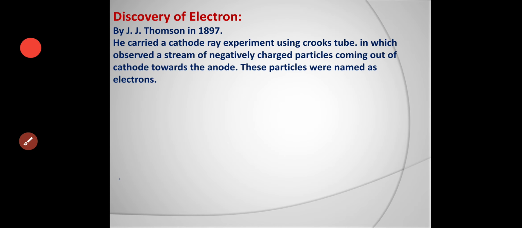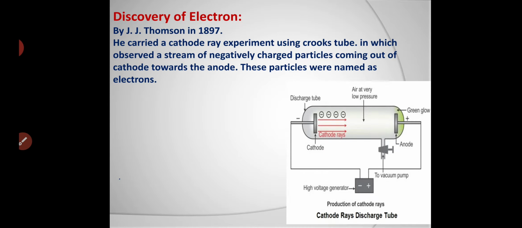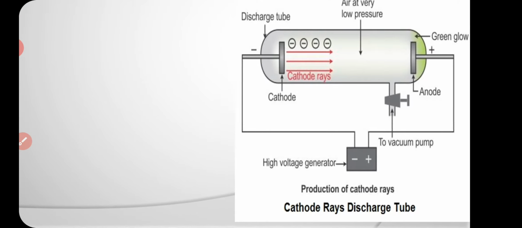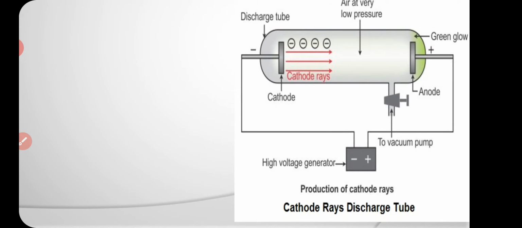Next, we are going to study the discovery of the electron. So who discovered the electron? A great scientist, J.J. Thomson. He discovered the electron. So what did he do? He took a big bulb-like tube and named it a cathode ray discharge tube.